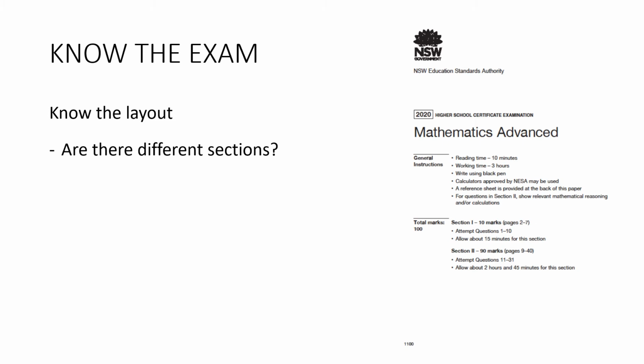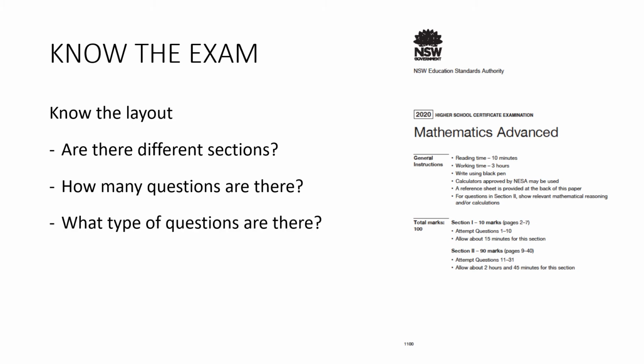Section 1 is multiple choice. Section 2 is short and long answer. How many questions are there? It varies. There are always 10 multiple choice, but when we get to section 2, the number of questions can vary, but they all add up to 90 marks.